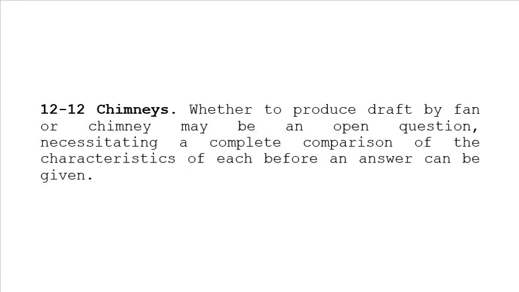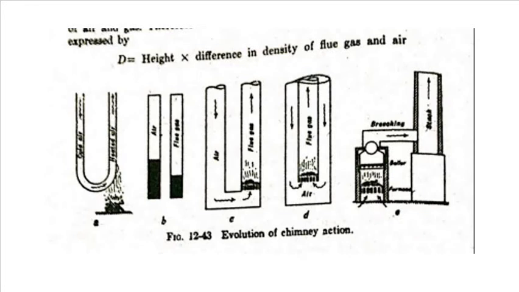So chimneys. Whether to produce draft by fan or chimney may be an open question, necessitating a complete comparison of the characteristics of each before an answer can be given. So evolution of chimney action. D is equal to the height times the difference in density of flue gas and air. So this is the evolution of the chimney.